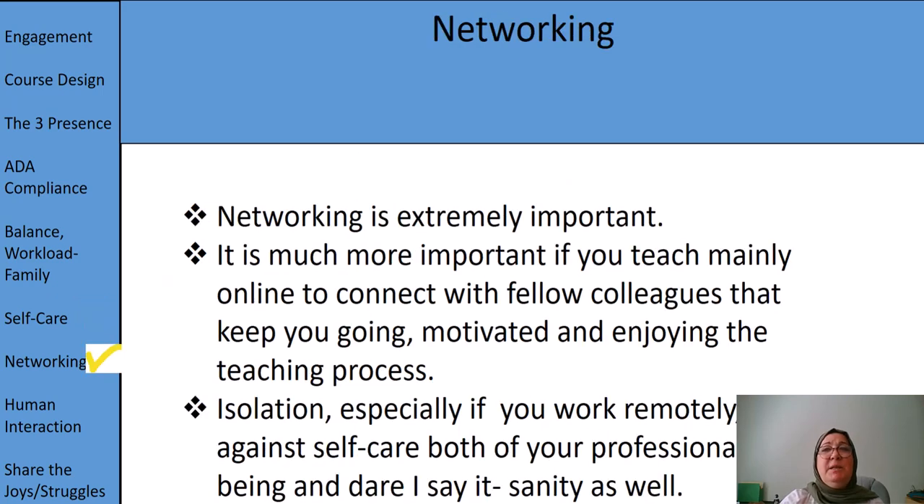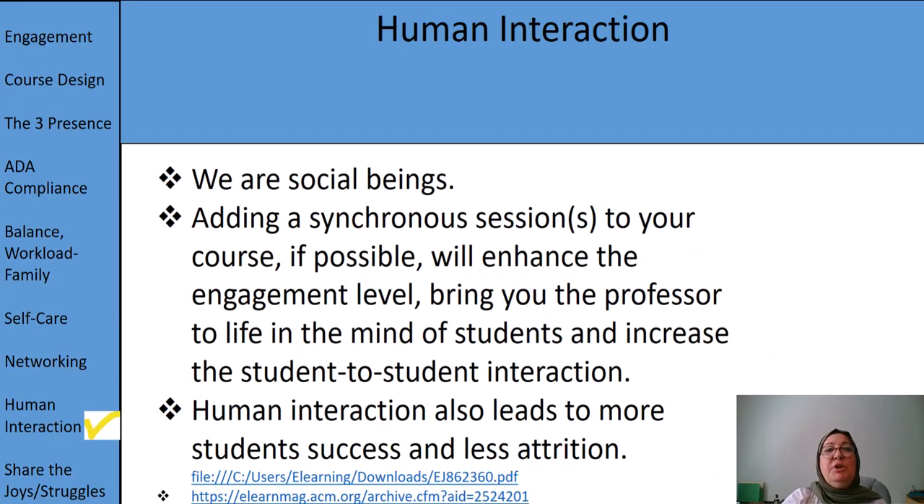Networking, extremely important for you as a faculty and for your students. Create some of these strategies and some of these lessons and assignments where students are forced to interact with each other. Trust me, isolation is a thing for you and for your students. Human interaction. We are social beings.